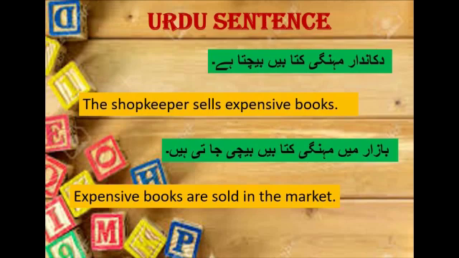The other sentence is बाजार में महंगी किताबें बेची जाती हैं. Expensive books are sold in the market. It's not mentioned who sells that. कौन बेचता है? This is not given in the sentence. It means when that is not given, it means बेची जाती हैं. So this is passive voice. So we'll write expensive books are sold in the market.